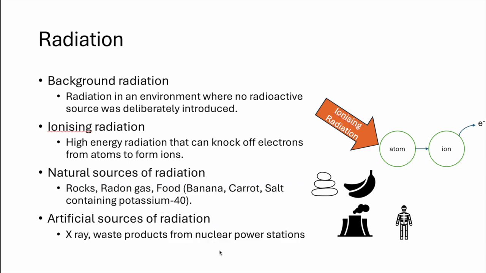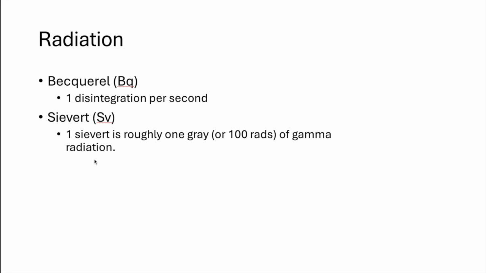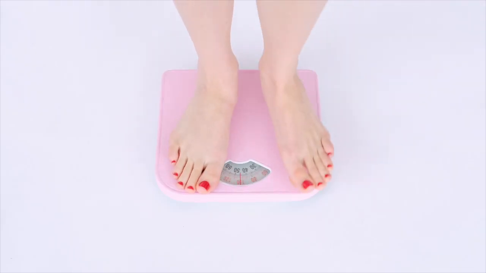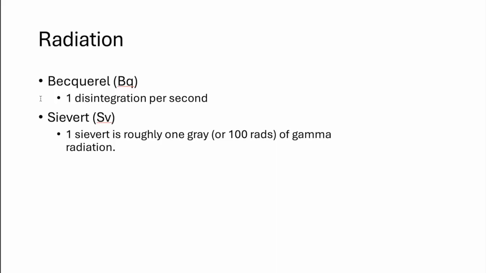And here are some common sources for artificial radiation and natural radiation. And talking about ionizing radiation, we can measure it using this device called the Geiger counter. So the SI unit of radioactivity is the becquerel. 1 becquerel is 1 disintegration per second. And there are other units of radioactivity like the sievert, but you don't have to know too much detail. Just know that it's like pounds and kilograms for weight. Sometimes radioactivity also has different units.